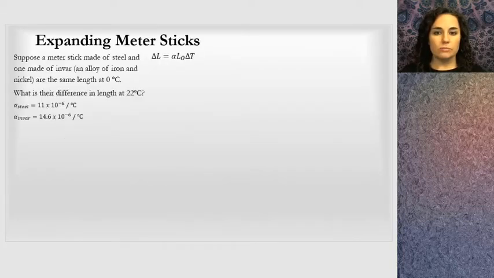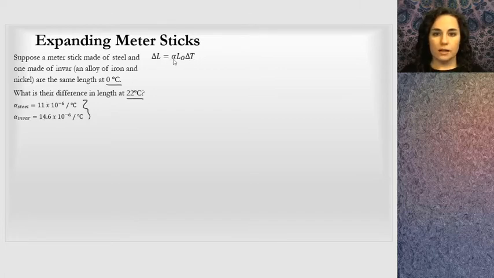I've picked a problem to exemplify this, and there's the equation here. Suppose a meter stick made of steel and one made of Invar, an alloy of iron and nickel, are the same length at 0 degrees Celsius. So I'm going to note that, 0 degrees Celsius. What is their difference in length at 22 degrees Celsius? And they give us the alpha, the coefficients of linear expansion for these two substances.